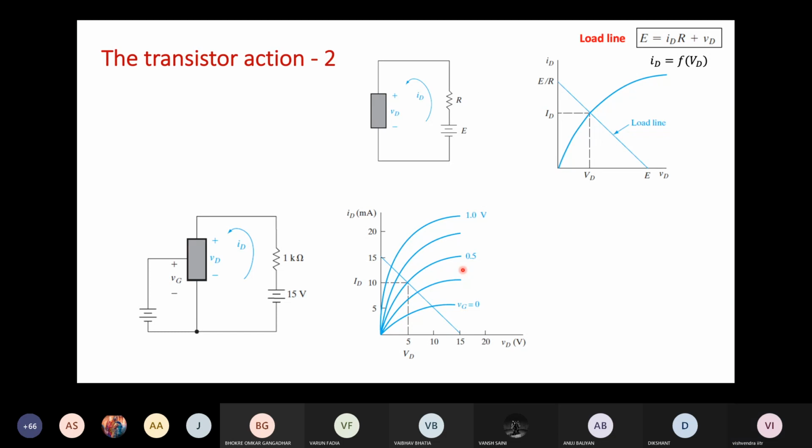Now, let me ask you something. If we change the gate voltage, let's say from 0 volts to 0.5 volts, what would be the change in the VD, this VD? Just take a moment and try to answer this. If in this circuit, initially the gate voltage was 0 volts and suddenly we change it to 0.5 volts, what would be the change in the VD?